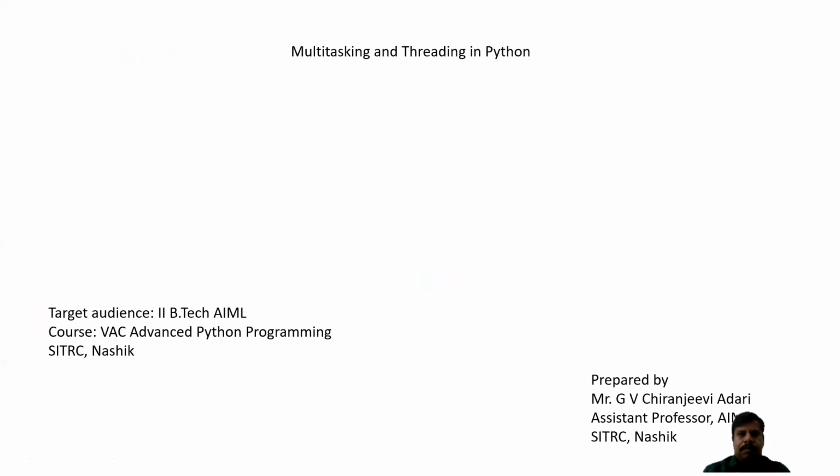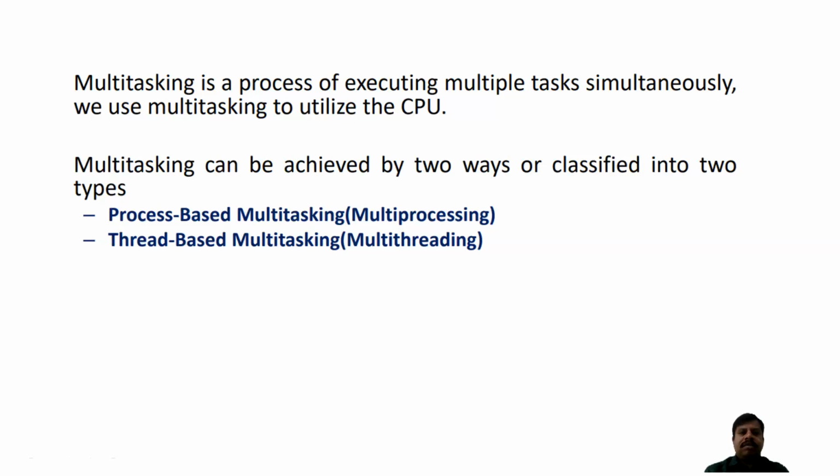Okay, let us start. Multitasking is a process of executing multiple tasks simultaneously. We use multitasking to utilize the CPU in an optimal manner. So what is multitasking? Multitasking is a process of executing multiple tasks simultaneously. Why we use multitasking is to utilize the CPU in an optimal, best, or efficient manner.